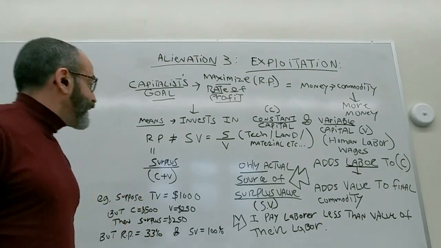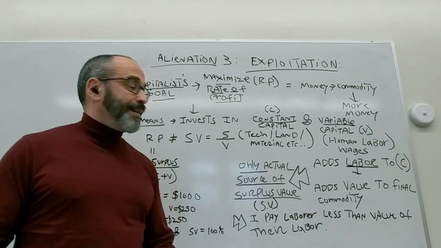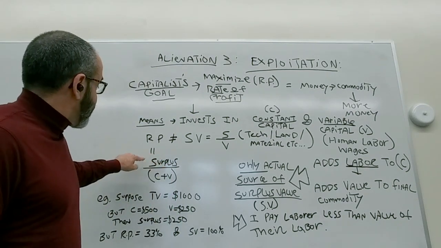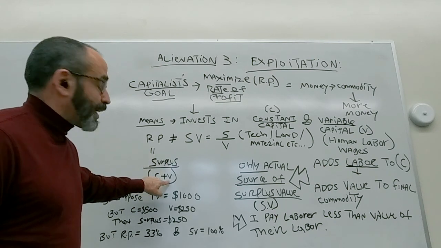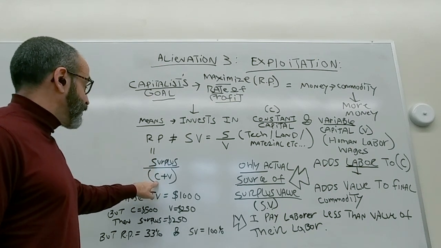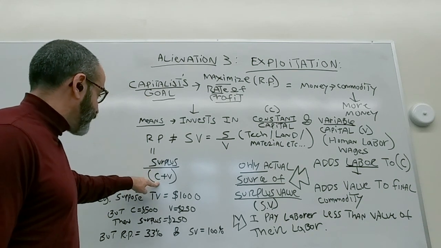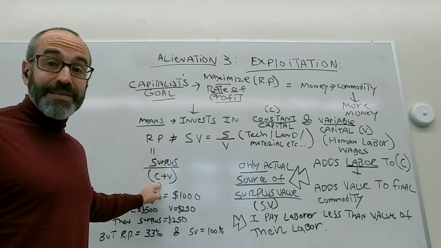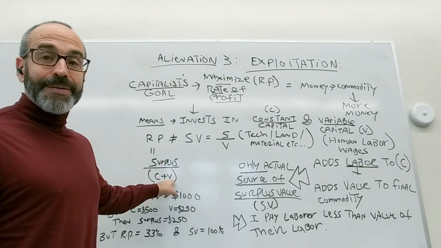Now we know that the rate of profit is going to be what? It's the surplus over the total amount I put in. Thus, the total amount I put in is going to be the total amount of capital I put in, which is the total amount I paid for the materials and the production tools and everything to make the TV, and also the total number of wages, the variable capital that I paid.